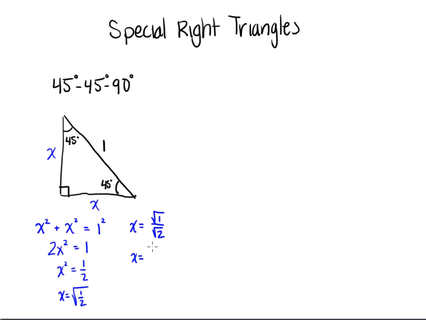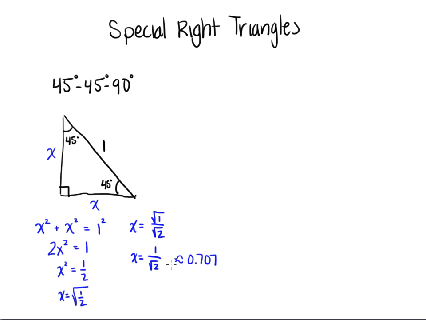Well, the square root of 1 simplifies to just 1, and the bottom is the square root of 2. So this is the length of those two sides right there: 1 over the square root of 2. If you were to type that into your calculator, you get roughly 0.707. Okay, that's what that value is.